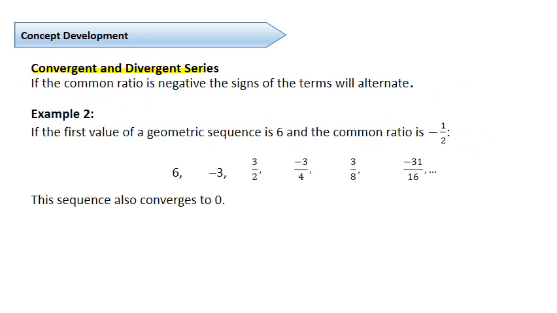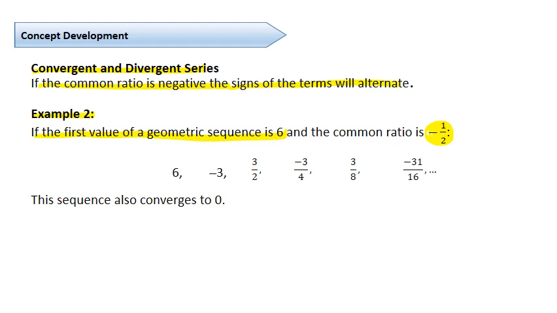Just a quick example involving convergent series where the common ratio is negative. Now, if the common ratio is negative, you might have noticed this, the signs alternate. So just a quick example for us. The first value of a geometric sequence is 6, and the common ratio is -1/2. What that means is each term gets multiplied by a factor of -1/2 to get the next term.